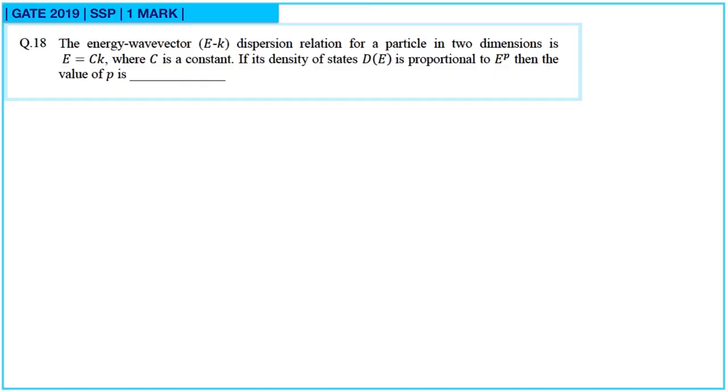Question number 18. The energy wave vector E-k dispersion relation for a particle in two dimensions is E is equal to Ck, that means k is equal to E by C. That means dk is equal to dE by C. If the density of states is proportional to E raised to p, then value of p is.